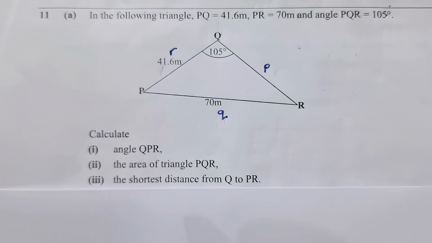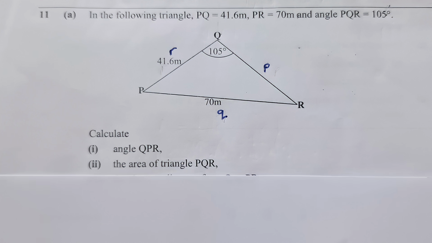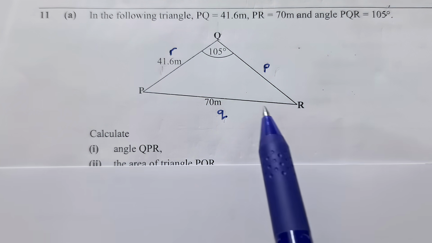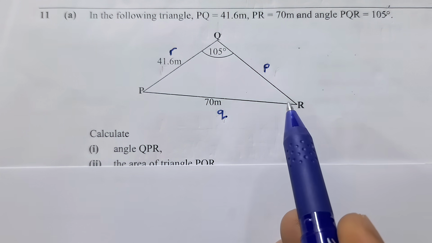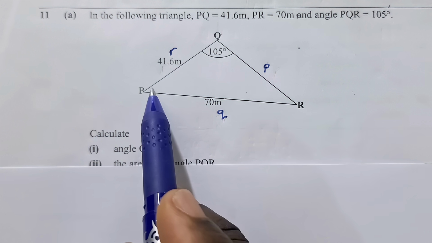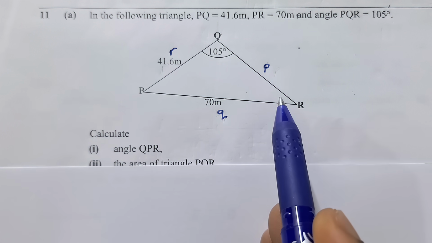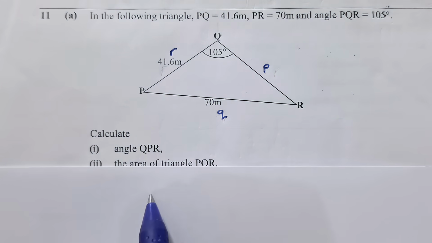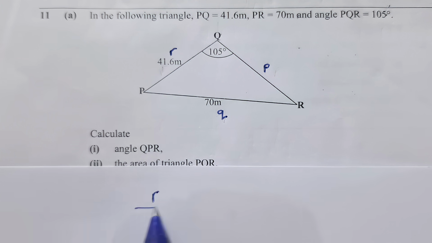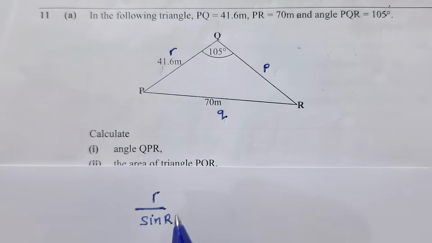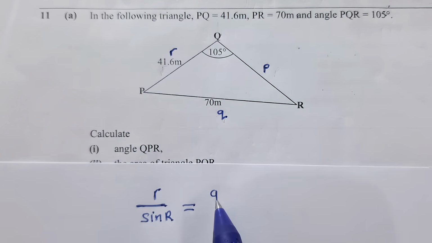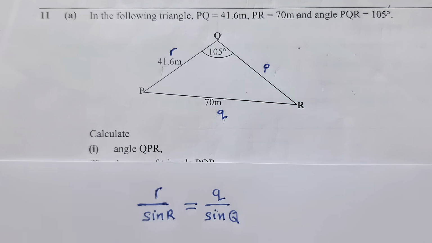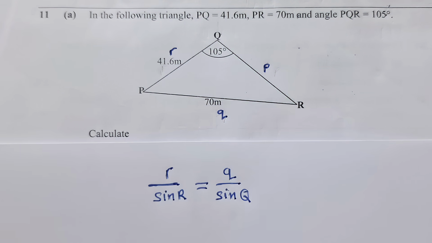So for the sine rule, I'm not going to write the full formula, but I'll just show you the concept, the way it works. First you find the angle here, because according to the question, we want to find an angle here. We're going to find the angle which is right here, and then we come and use the property of a triangle to find an angle here. So we're going to say small r over sine capital R, okay, this one is equal to small q over sine capital Q. You see, this is the formula.